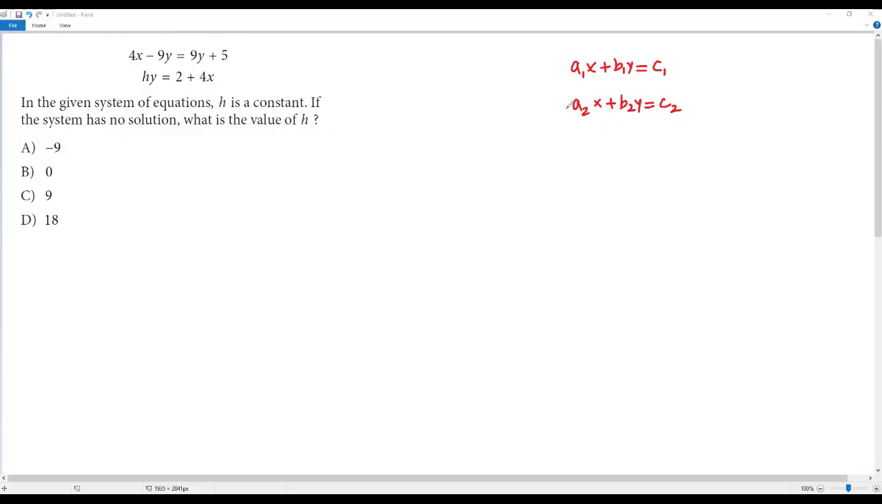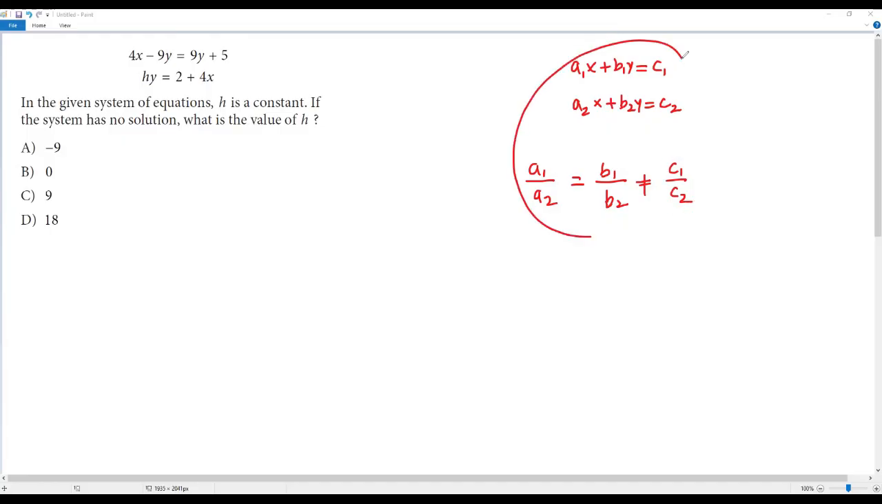Now, let me take the ratio of the coefficients of x, that is a1 over a2. Let's take the ratio of the coefficients of y, that is b1 over b2. Now, let's take the ratio of the constant terms, that is c1 over c2. Here we have a system of two linear equations in standard form. If this system has no solution, then the ratio of the coefficients of x and the ratio of the coefficients of y must be equal, and both these ratios will not be equal to the ratio of the constant terms.